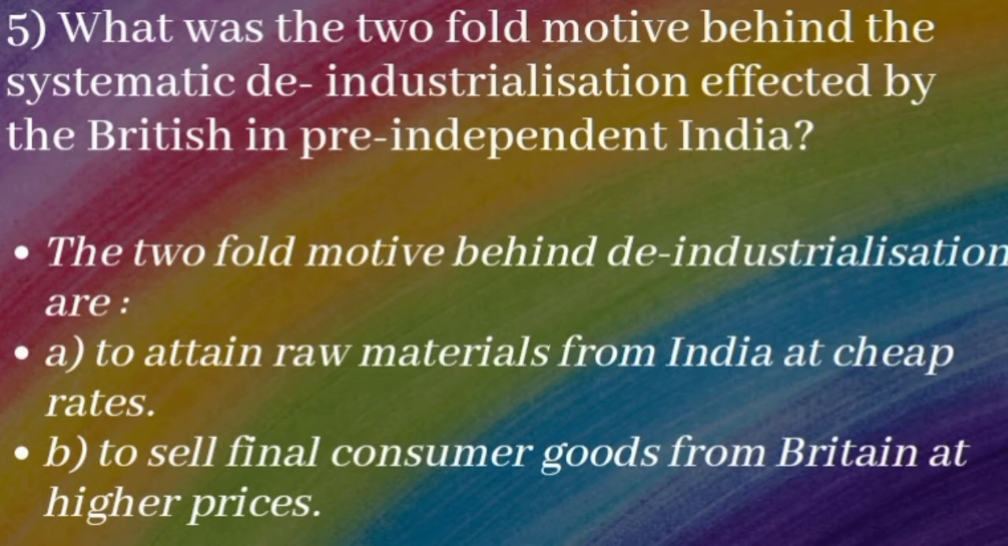So the twofold motives are to attain raw materials from India at cheaper rates, and to sell final goods and consumer goods from Britain at higher prices. So that's all about this question. Coming to the next question, you can write either way: the first way as a supplier of raw material, or the second way as the exporter of raw material, or to attain raw materials at cheaper rates. And the second point also can be written as an importer of finished goods from Britain, or as a place to sell the finished goods from Britain at higher prices. So you can write either way.